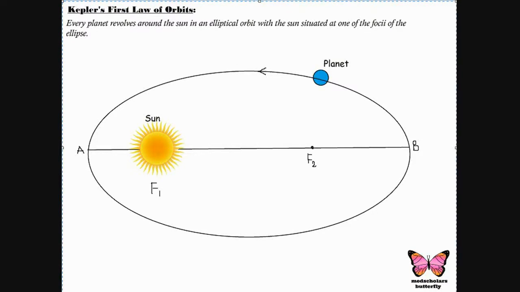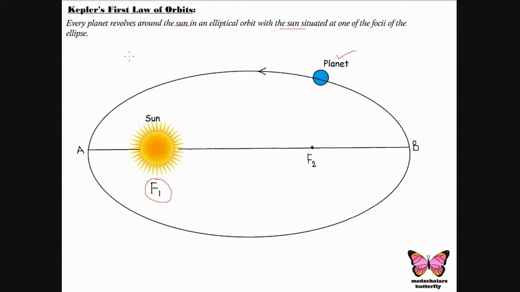Here we are going to see Kepler's first law of orbits. It states that every planet revolves around the Sun in an elliptical orbit with the Sun situated at one of the foci of the ellipse. This is our ellipse, this is the Sun, and it is placed at one of the foci, as you can see here. Then there is the planet revolving around the Sun.